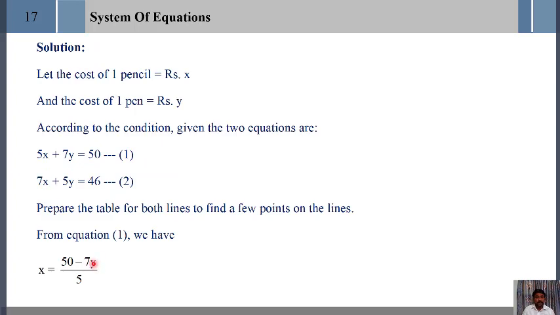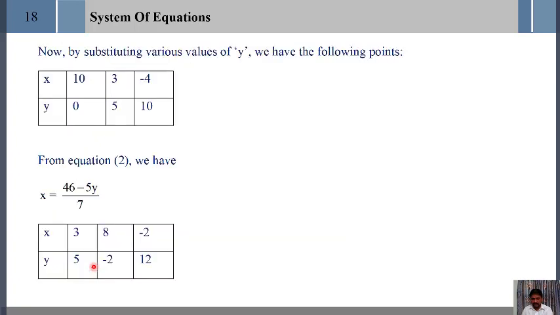Now by substituting various values of y we can generate x. If I substitute y equal to 0, then x becomes 10, and substituting y equal to 5, x will be 3, substituting y equal to 10, x equal to minus 4. In the same way, if I substitute y equal to 5, then 46 minus 25 divided by 7 is equal to 3, so x equal to 3, and substituting y equal to minus 2, y equal to 12, we get x equal to 3, 8, minus 2, etc.